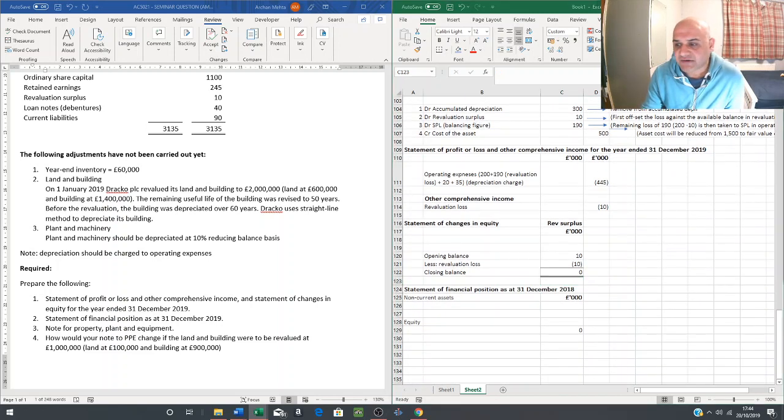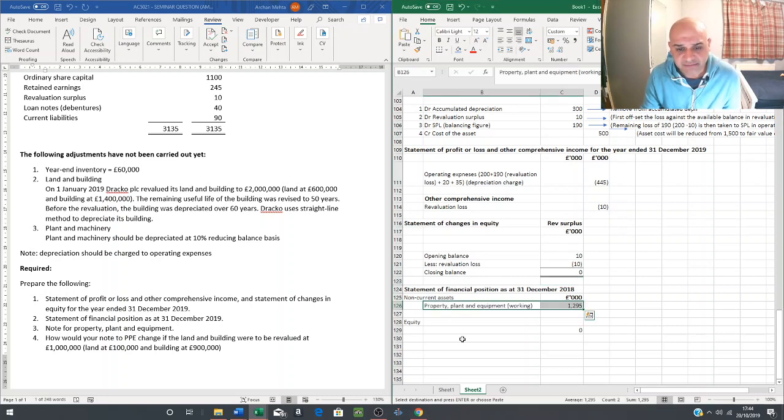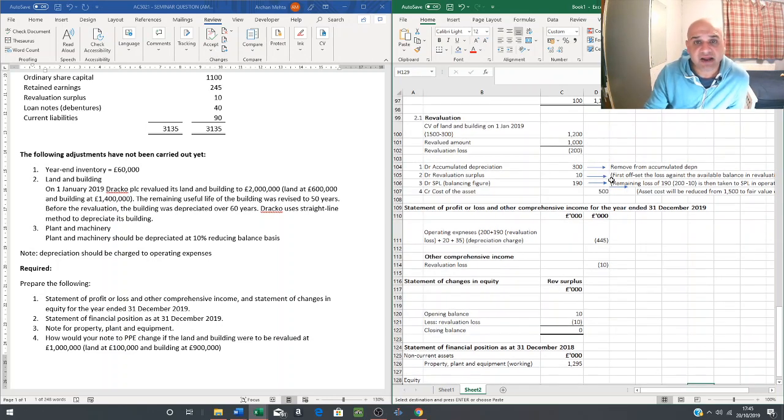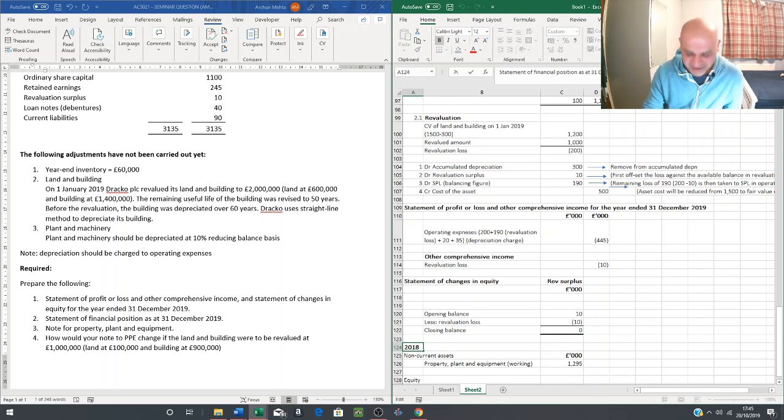And statement of financial position, we have property, plant and equipment 1.295 million, and an equity revaluation surplus of 0. Okay, so whatever notes that we prepare underpin how we prepare the financial statement. So all the figures are transferred from there to here. Ignore the 19s. Yeah, so ignore the 19s to this 2019.